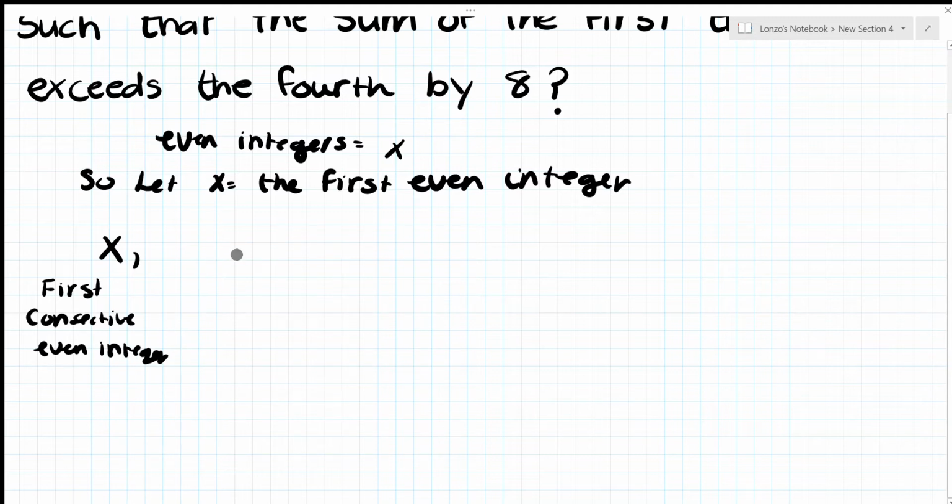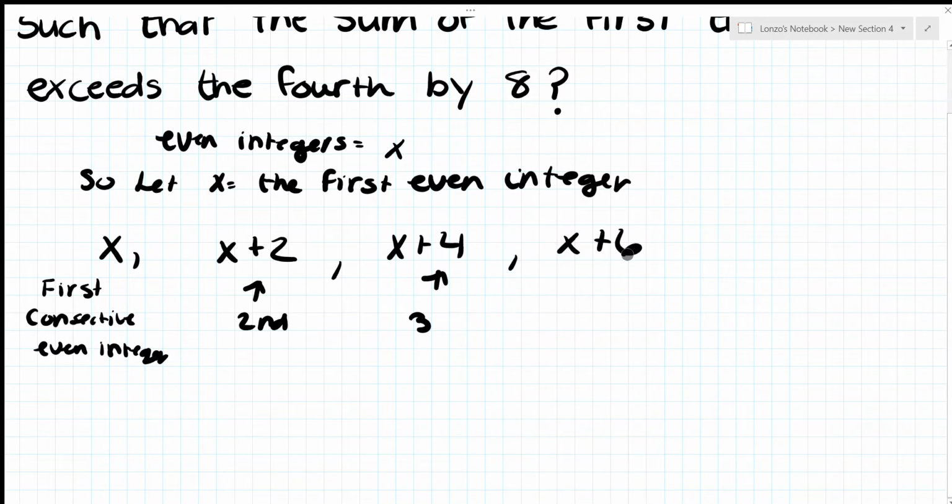And then our second even integer is x plus 2. So this is my second. My third one is x plus 4, because we want even numbers, so 2, 4: x plus 4, my third consecutive even integer. And then my fourth one is x plus 6. It's my fourth consecutive even integer.